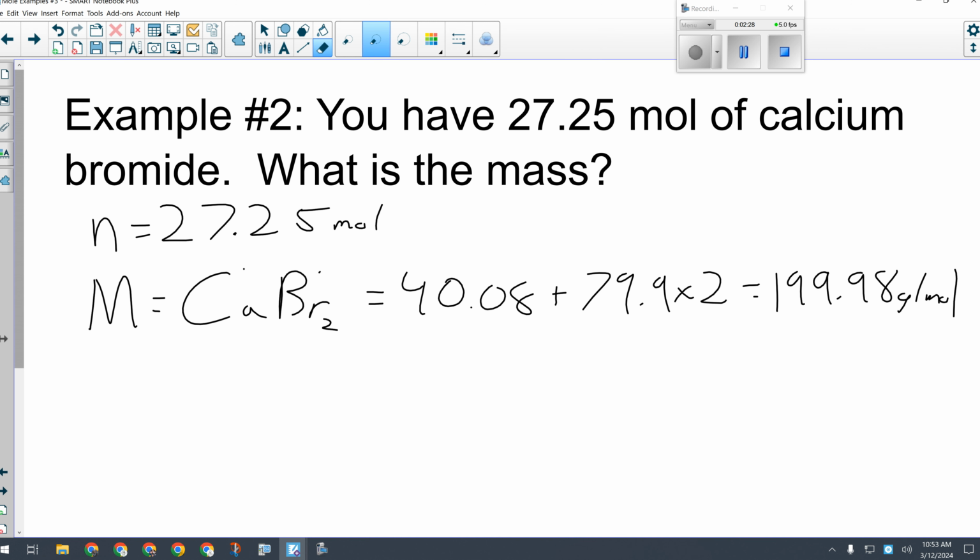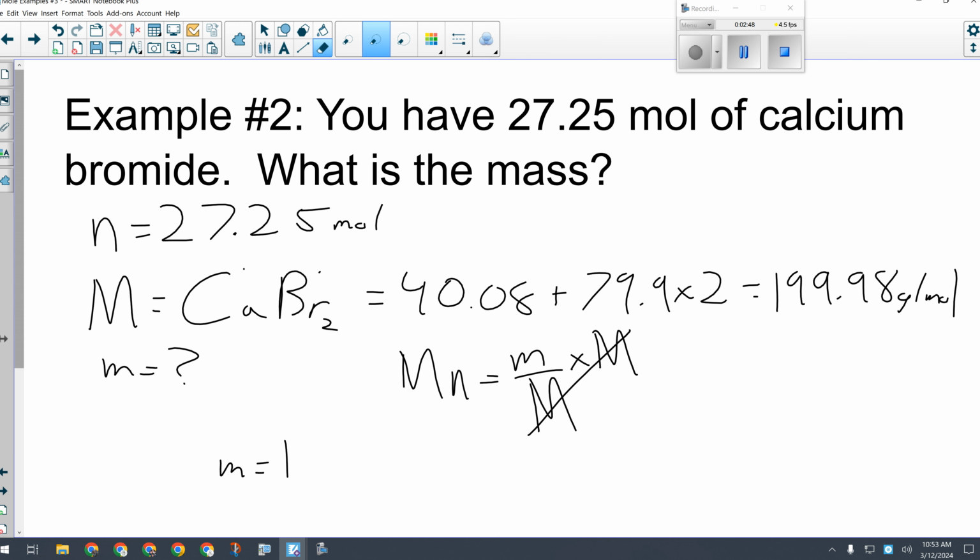So we have to do a little manipulating. We've got n equals little m over big M. To solve for little m, I'll have to multiply both sides by big M, giving me that formula there. So little m will be 199.98 grams per mole. I think it's 0.88. 88. See, that's why you shouldn't envy my math skills or my memory, because neither one of them is very good.